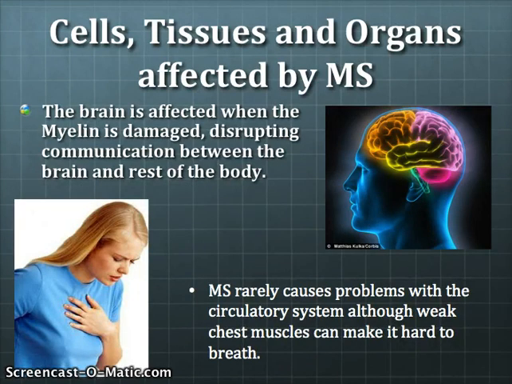Some cells, tissues, and organs that are affected by MS are obviously the brain, because of the damaged myelin sheath. It disrupts communication between the brain and the rest of the body. And it can cause some circulatory system issues, but that also has to do with the patient having weak chest muscles and a weak respiratory system, making it hard to breathe. It also does affect the lungs, and then the bones, your muscles, your limbs, and it just can make everyday things difficult. Having your morning coffee can be a lot more difficult if you can't grab onto that cup or breathe while you're drinking your coffee and stuff like that.